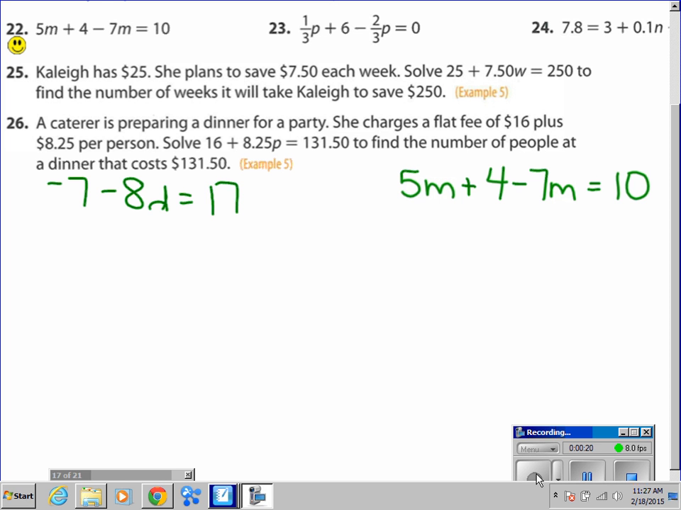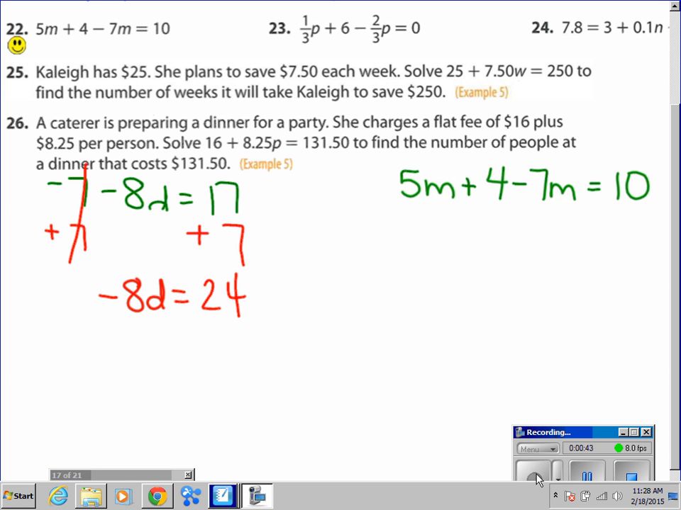So right now we have this -7. The inverse would be to add 7, cancel those because that equals a 0, so you don't need it anymore. And then you rewrite everything. So on your third line you should have a -8 D equals 17 plus 7 is 24.